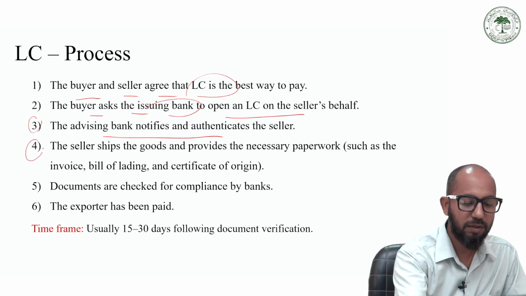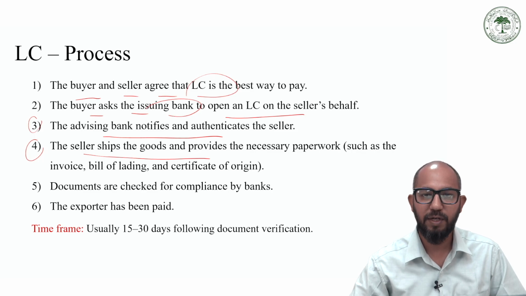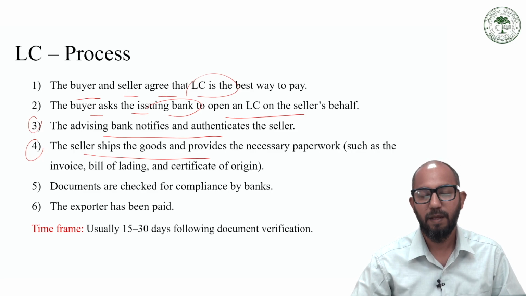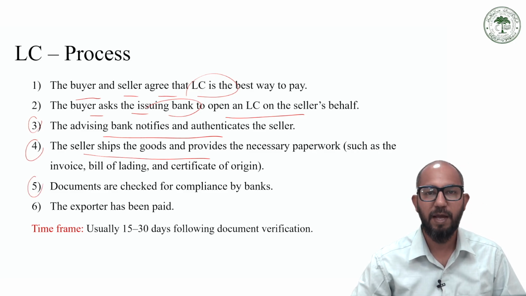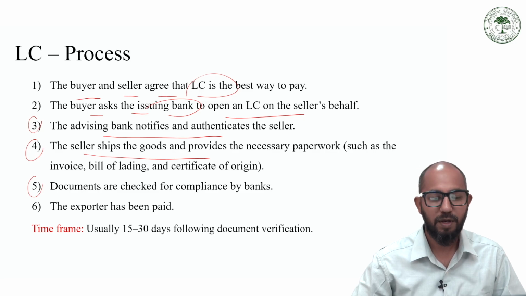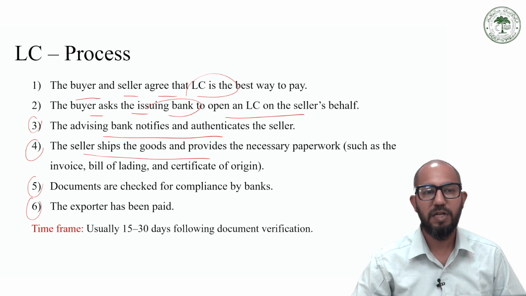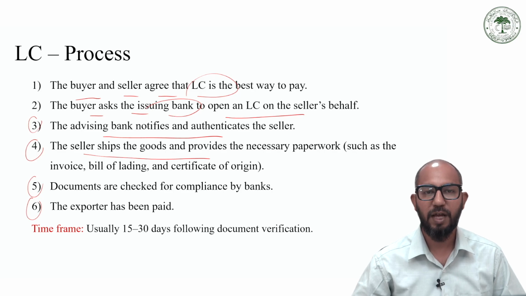The fourth is the seller ships the goods and provides the necessary paperwork such as the invoice, bill of lading, and certificate of origin. The fifth step is documents are checked for compliance by bank for their authenticity and thus verification happens. And finally, the exporter is paid. Always in the letter of credit process, there is a time frame. Usually, the time frame is between 15 to 30 days following the document verification.